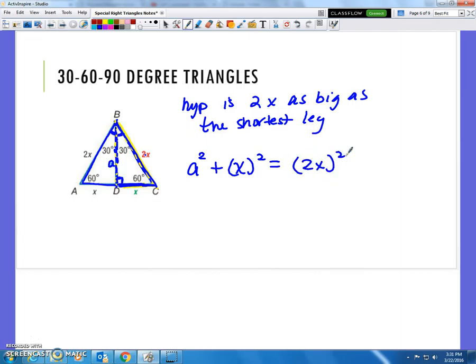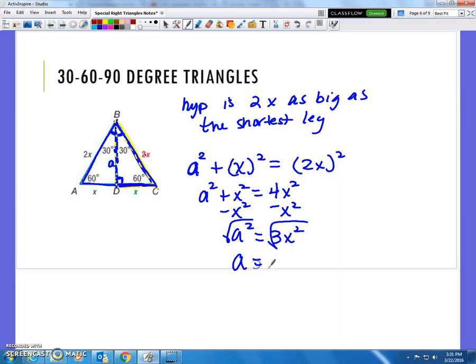All right, so let's take a look, because I want to know what this relationship is between A and the other two sides. So I know A squared plus X squared equals 4X squared. Subtract X squared from both sides. I now have A squared equals 3X squared. And finally, I'm going to take the square root of both sides. A must equal plus or minus root 3 x, but I'm not going to put minus. We're talking about distance. It's never going to be negative. So what I have here is the square root of 3 times x. The square root of x squared is x.